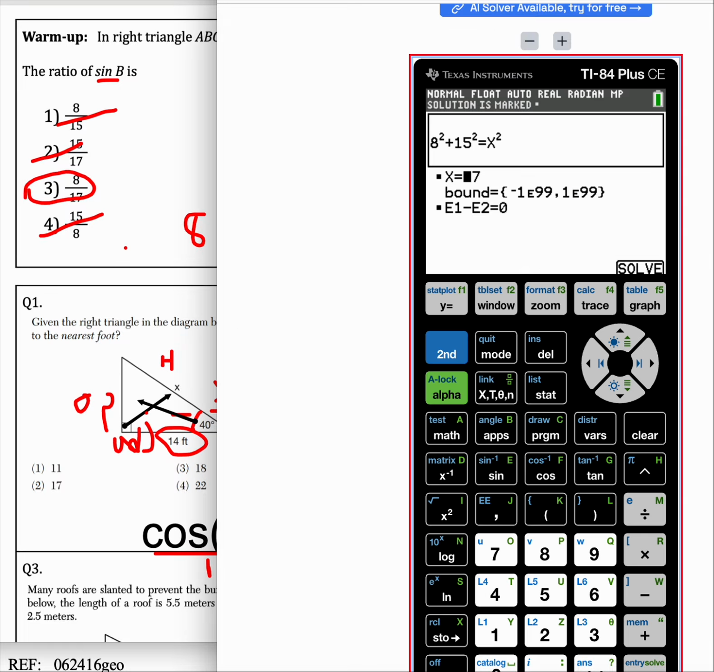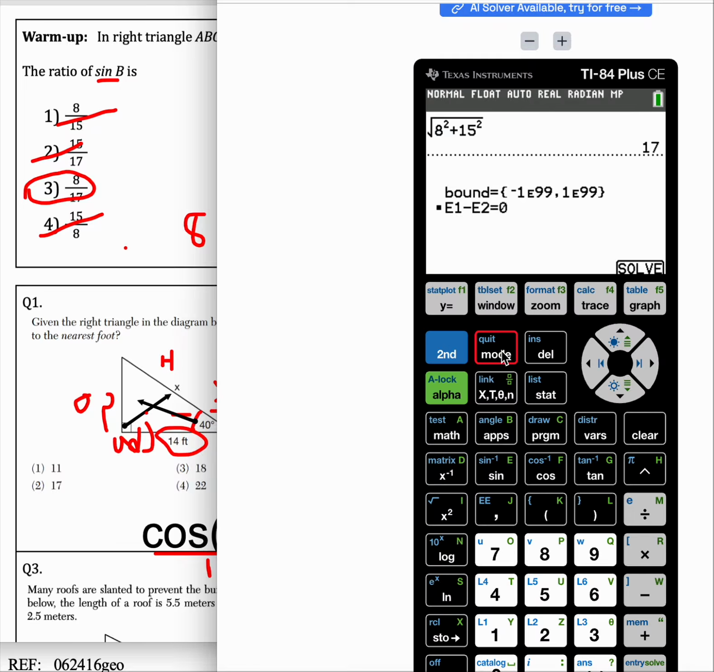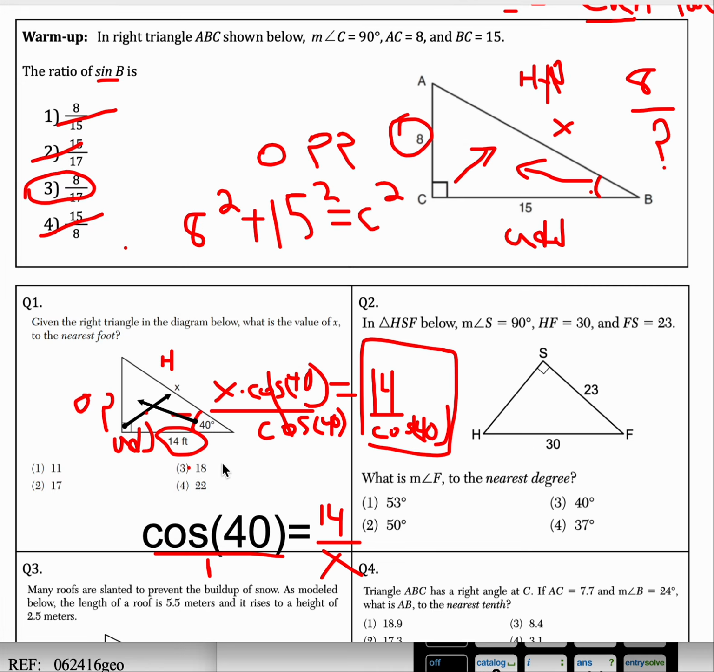And we put this in our calculator. We do 14 divided by cosine 40. Okay, and in this case, we're looking for a side. We have an angle. Oopsie daisy, what happened here?